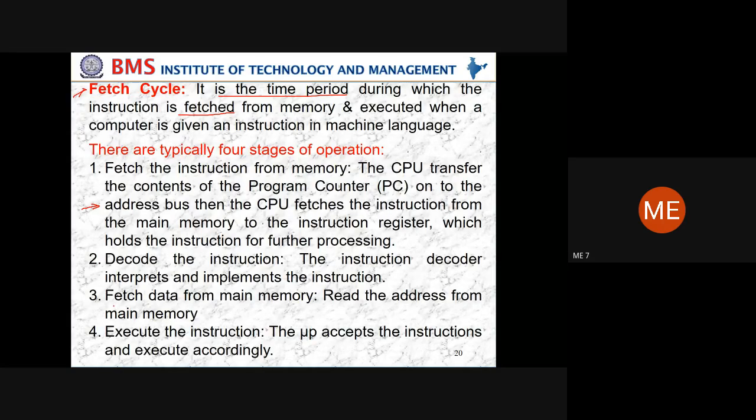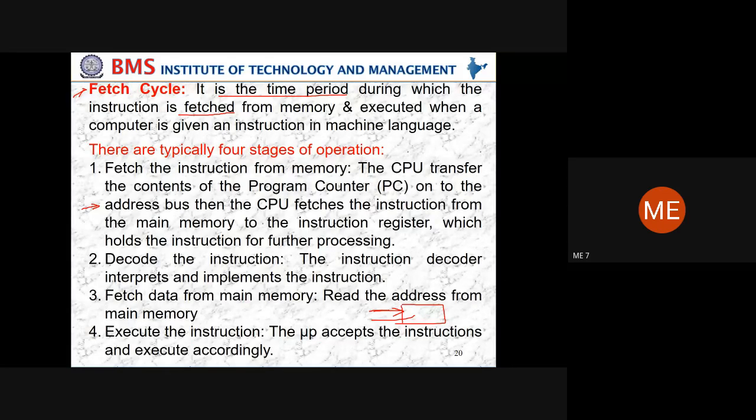Then the third one, you fetch the data from the main memory. That means you read the address. Now you know the address. You go to the particular location where you are in search of it. You got the match of the address here. Something is written here that you are going to read. So that is nothing but fetching the data from the main memory. So you have fetched the information from the main memory.